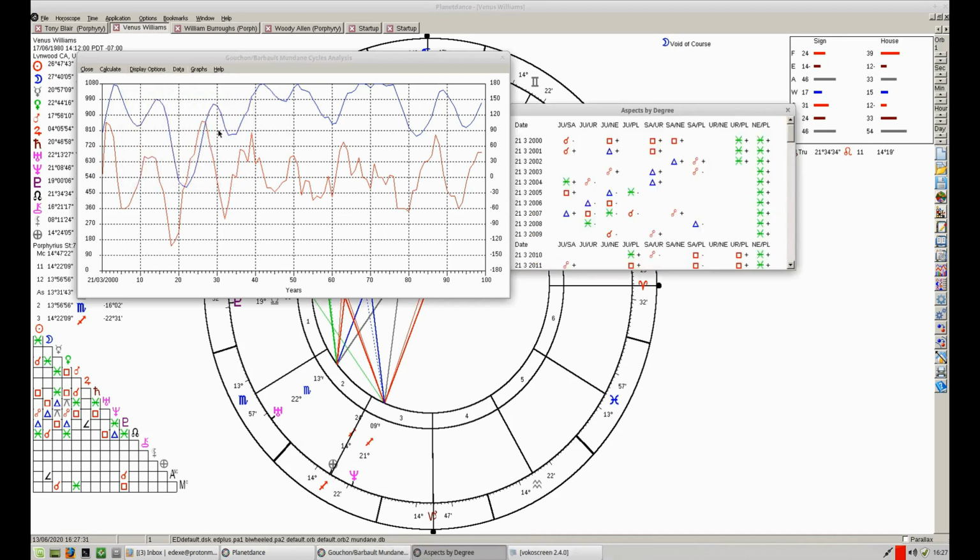And you have degree based aspects here. The program is currently set to work with a 10 degree orb. In later versions of this, I'm aiming to make this user choice, but at the moment it's limited to a 10-degree orb.